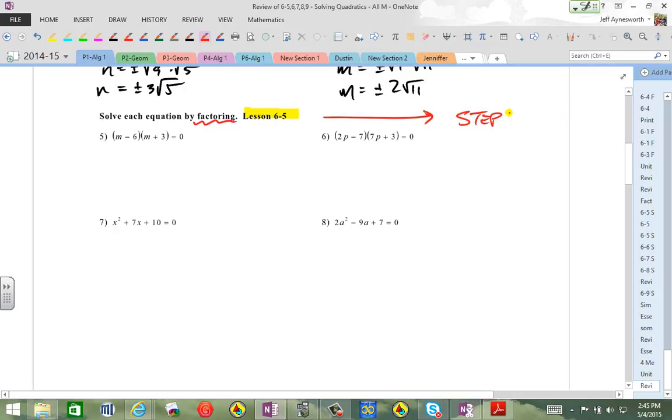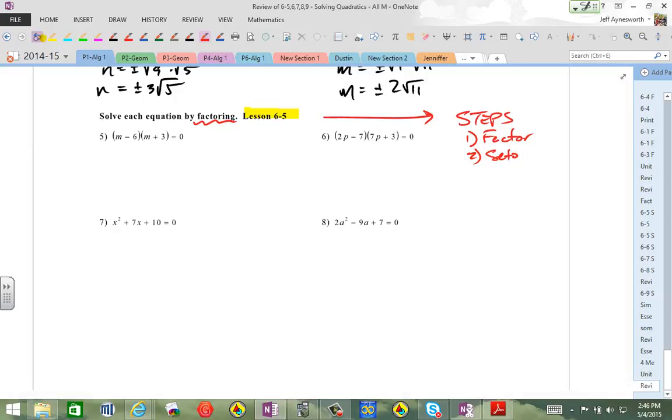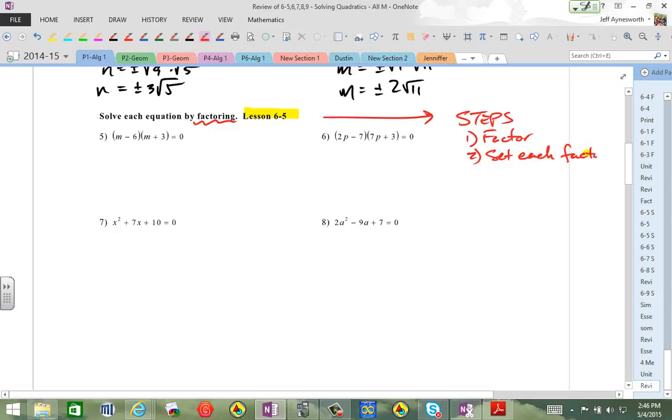Okay, step 1, factor. Step 2 basically is set each factor equal to 0 and use the zero product rule. Set each factor equal to 0 and solve. That's your zero product rule, guys. We know that if n times m equals 0, then either n has to be 0 or m has to be 0. That's called the zero product rule. So when you have a zero product, just set the factors equal to 0 and solve.